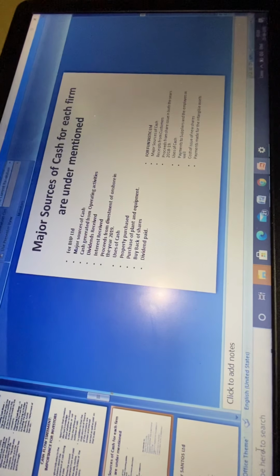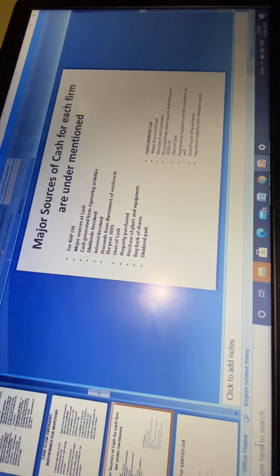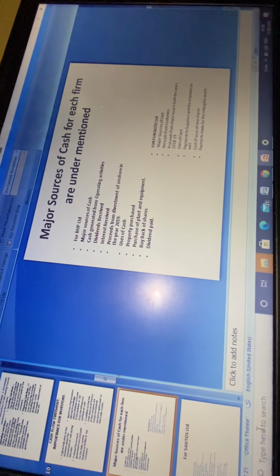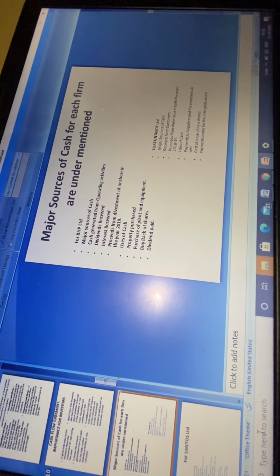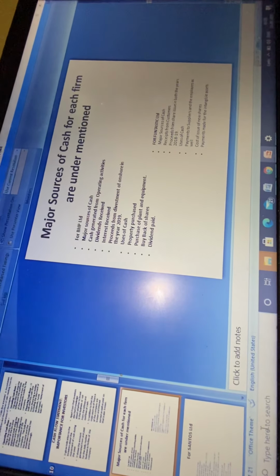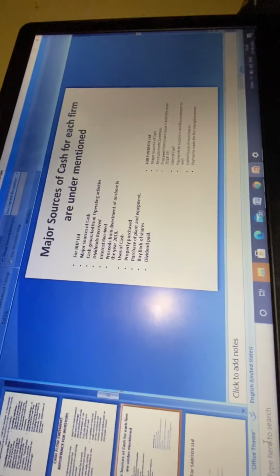The next is the major sources of cash for each of the firms which we have studied in this particular assignment. We have just gone through the three major companies: BHP Limited, Fantastic Limited, and Santos Limited. The very first company we will go through is BHP Limited.